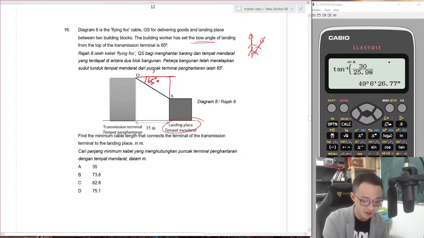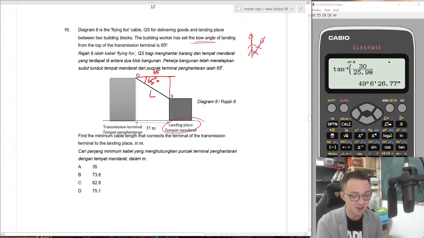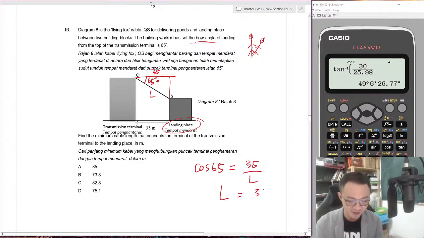So here with 35 meters. And then what does the question actually ask? Find the minimum length of the cable. They want to find this length. I'm going to call QS as L here. Okay, so what we will do is, this is adjacent and hypotenuse. We will use cos 65 equals 35 over L. L will be the length of the cable. So L will be 35 over cos 65.